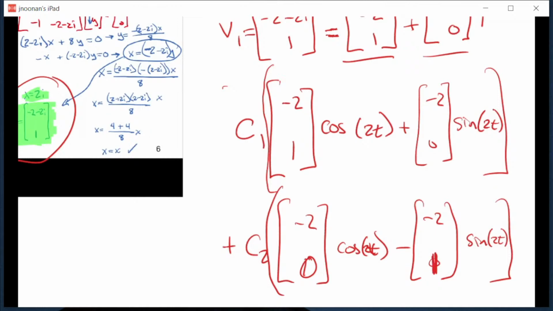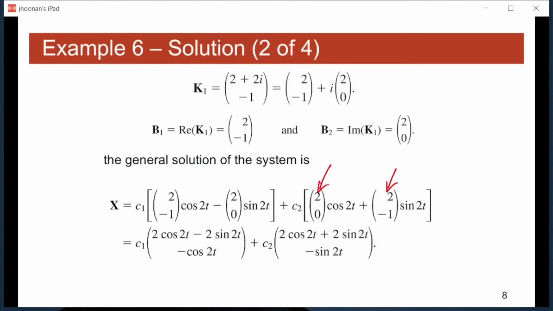You might worry that I have negative 2, 0, and negative 2, 1 here, and it's the opposite over here. But it doesn't matter, because when your book came up with these eigenvectors, they just did it a little differently. They chose negative 1 for the y value, whereas we chose 1. It still works out to be the same thing, up to a constant, because the constants will eat the negatives, as Darren likes to say.